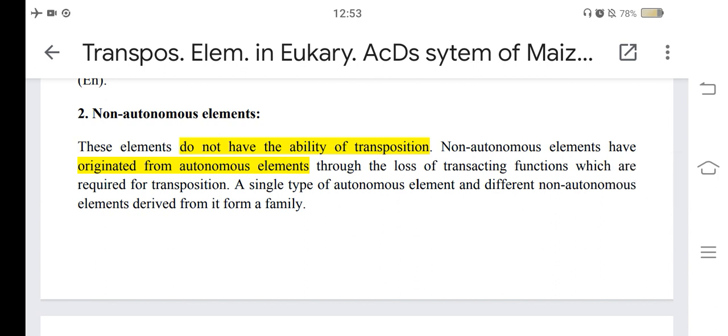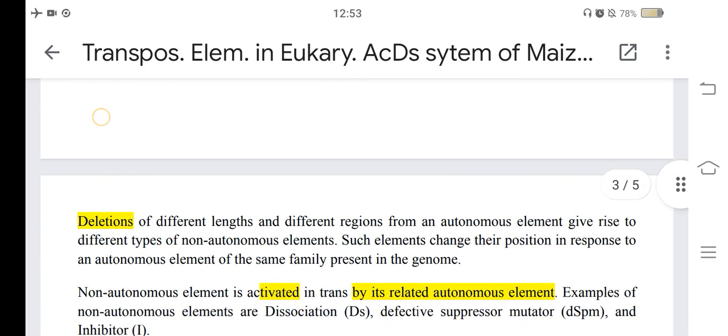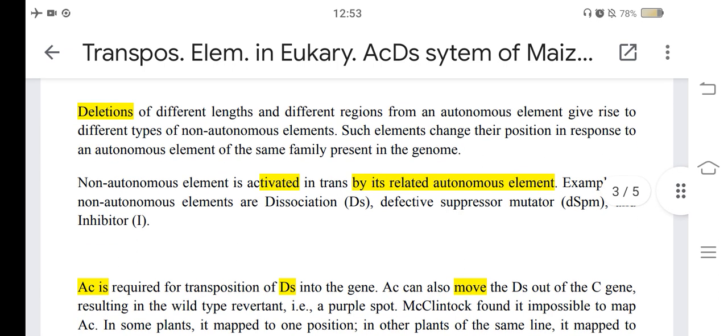Non-autonomous elements originated from autonomous elements due to the loss of trans-acting functions which are required for transposition. A single type of autonomous element and the different non-autonomous elements derived from it form a family. Deletions of different lengths and different regions from an autonomous element give rise to different types of non-autonomous elements. Such elements change their position in response to an autonomous element of the same family present in the genome.